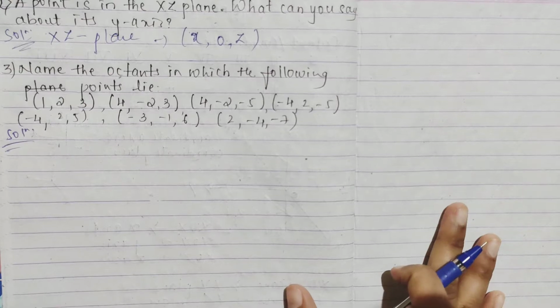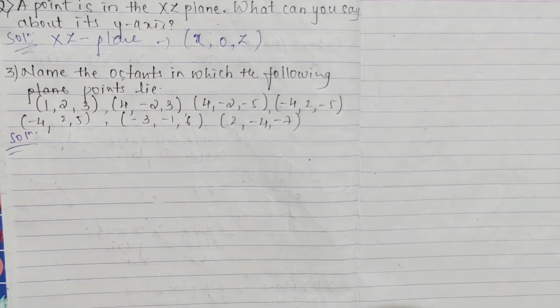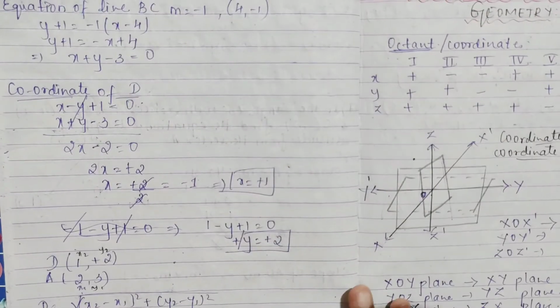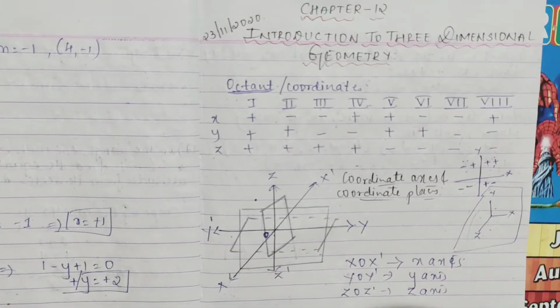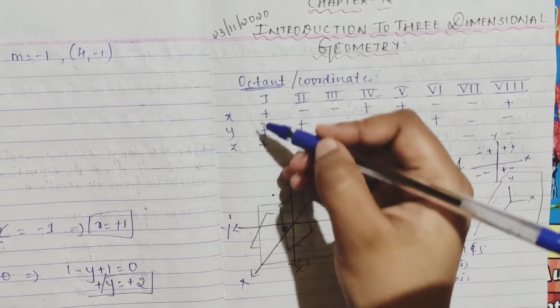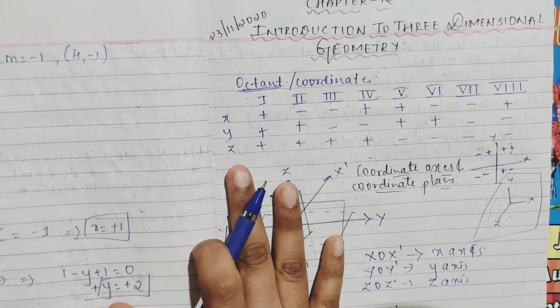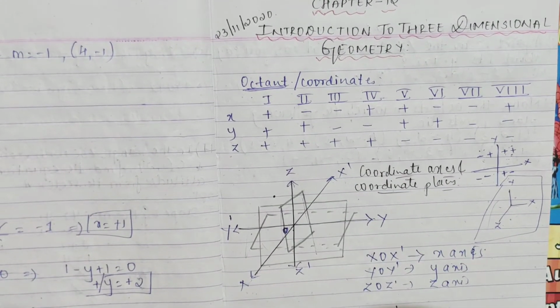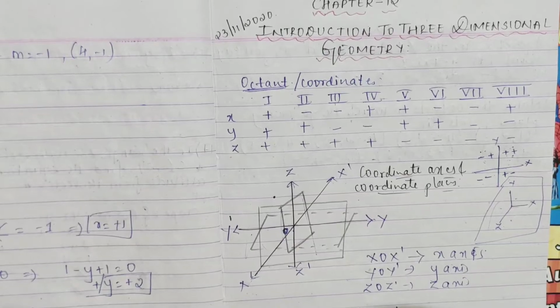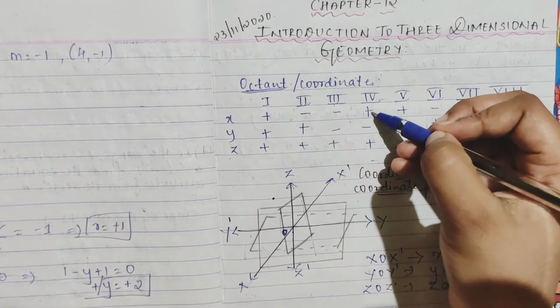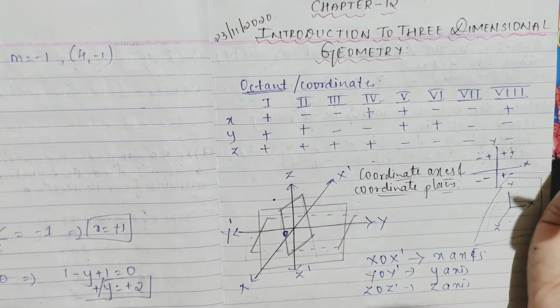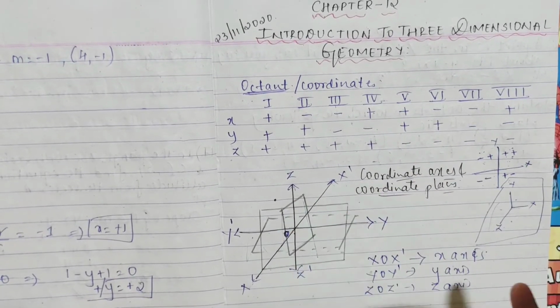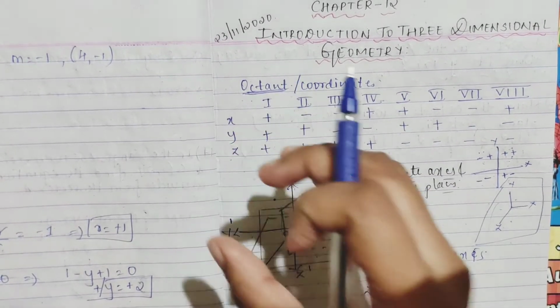Next, the third question they are telling: name the octants in which the following points lie. Okay, so the octants we know already. See, if it is the first octant it means positive, positive, positive, x, y, z. If they give you points like 1, -2, 3, it will be in the fourth octant, right? Like this they have given you, so you have to tell in which octant the point belongs.